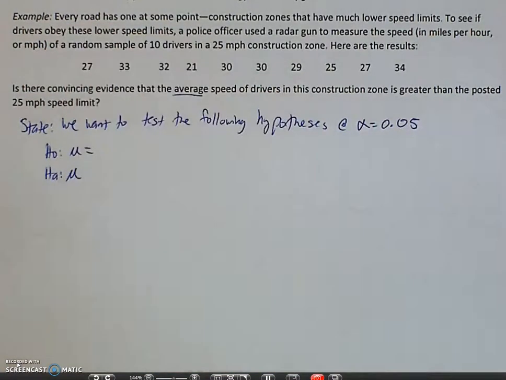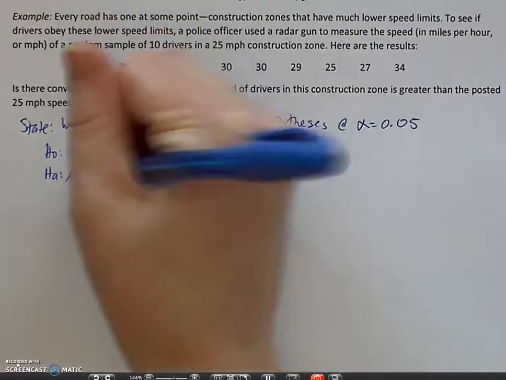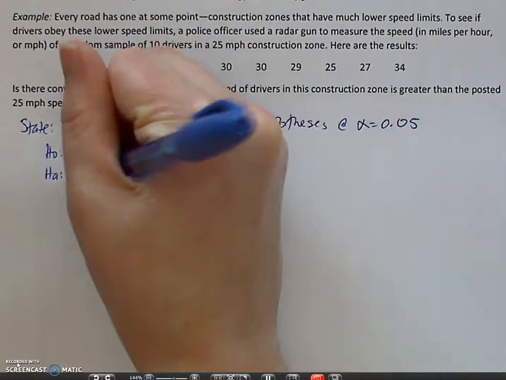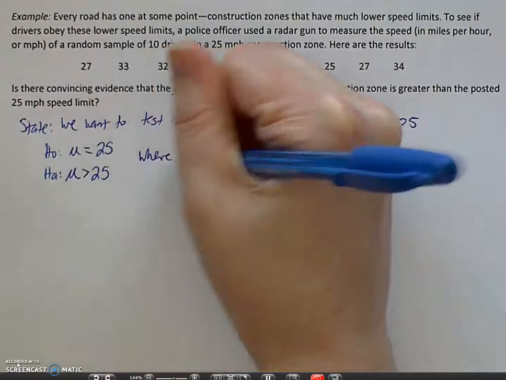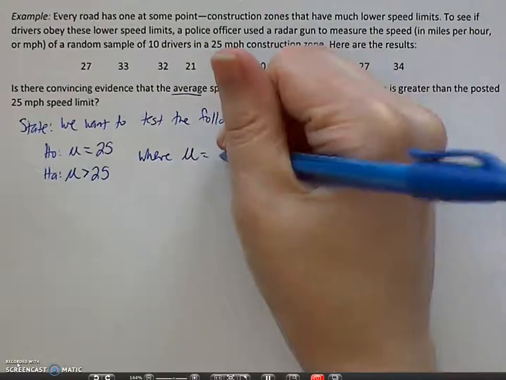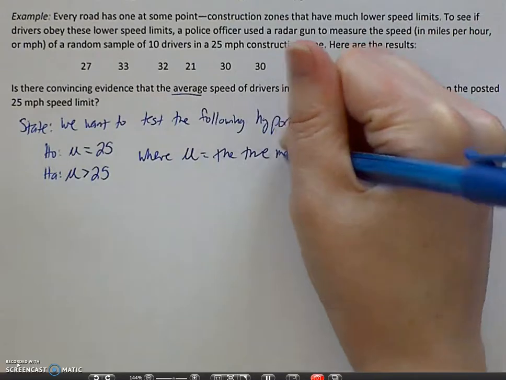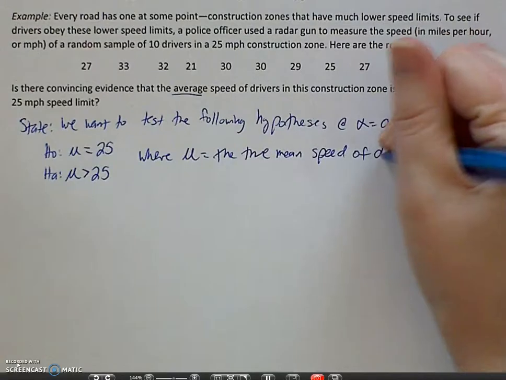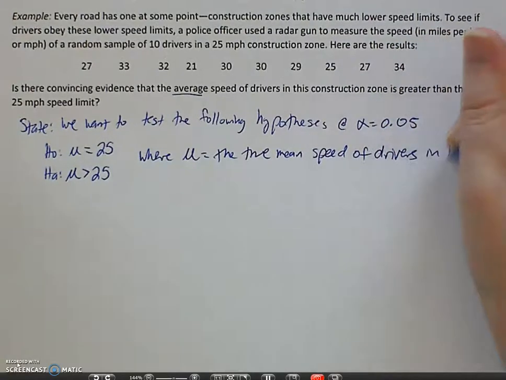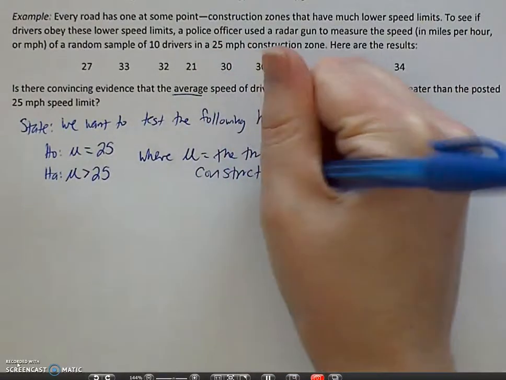Our null hypothesis is always an equal. We're comparing it to 25, so they're saying it is 25, but we want to test to see if it's greater than 25, where mu is the true mean speed of drivers in this construction zone.